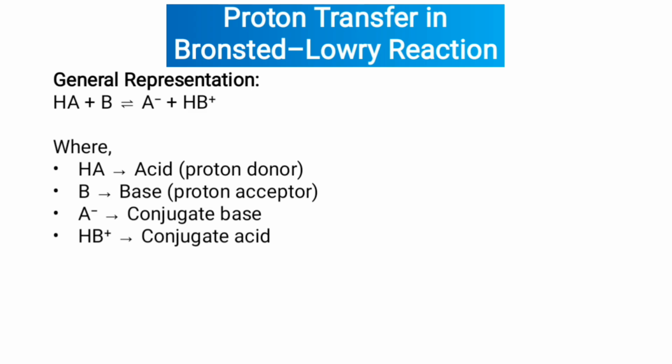Now, proton transfer in Bronsted-Lowry reaction. General representation: HA + B reversibly gives A- + HB+, where HA is an acid, meaning a proton donor, B is a base, a proton acceptor, A- is a conjugate base, and HB+ is a conjugate acid.